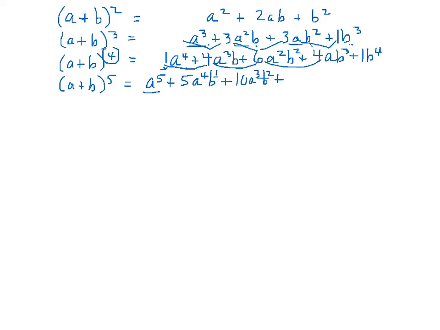Plus 6 and 4 is 10. A to the second, b to the third, plus 4 and 1 is 5, a to the first, b to the fourth, and lastly the 1 on the end, a there is none, and b goes to the fifth power. Do you see that pattern?